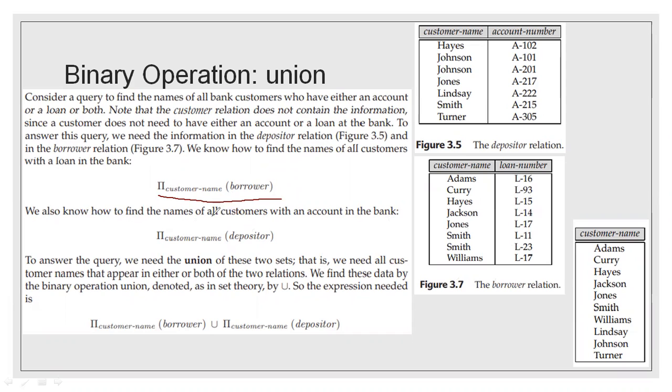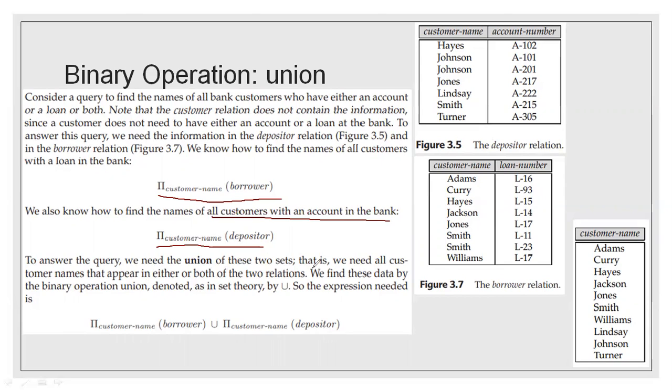We can also have the list of all the customers with an account in the bank using almost the same query, projection on customer name of the depositor. Now we want a query which can find out the customers with a loan as well as an account in a bank. So we need the union of these two sets. That is, we need all customer names that appear in either or both of the two relations. So we find this data by the binary operation union, denoted as in set theory by U.